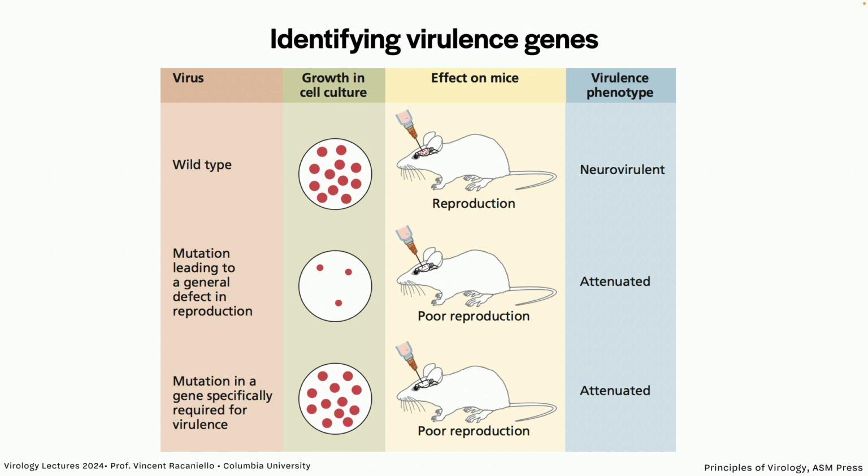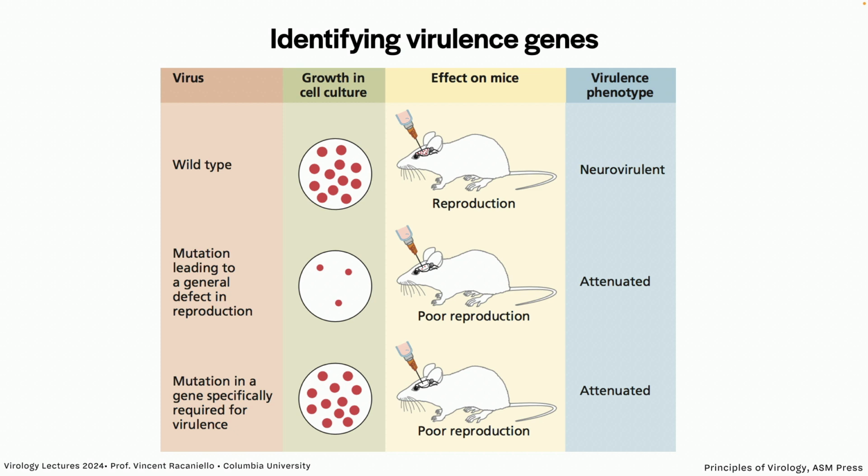Then we make mutations in the genome of this virus, and we have a virus that we've identified which doesn't grow very well, right? Fewer plaques and they're kind of smaller. You put it in mice, it doesn't reproduce well, and it doesn't cause disease. This is not particularly interesting because whatever mutation we've made simply makes the virus reproduce poorly. It doesn't say anything specifically about disease.